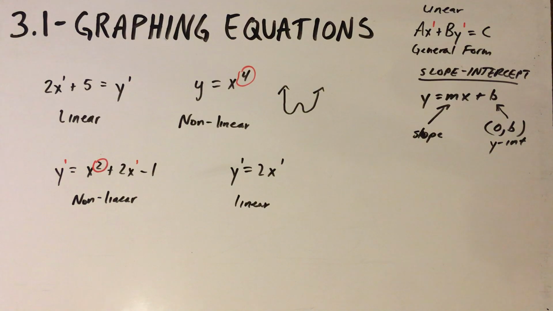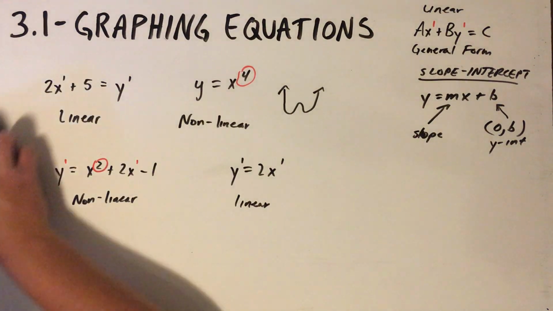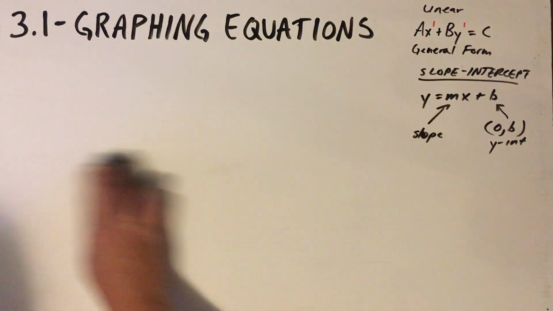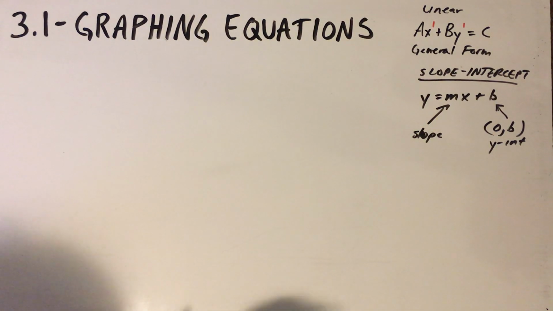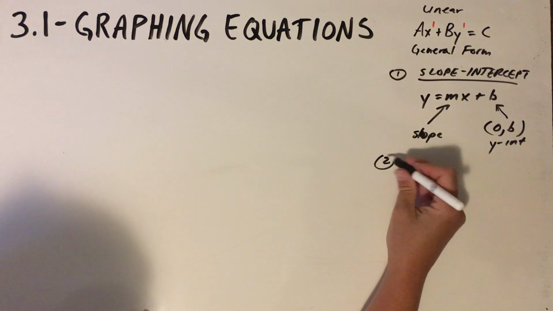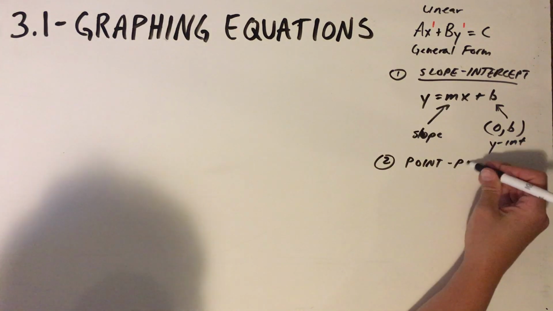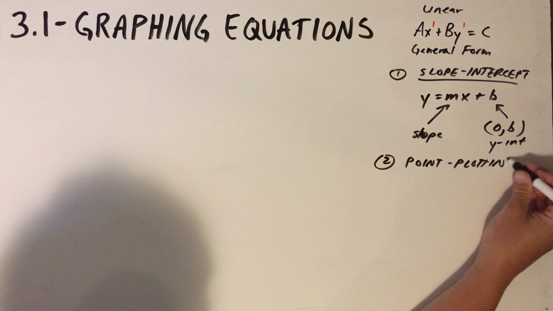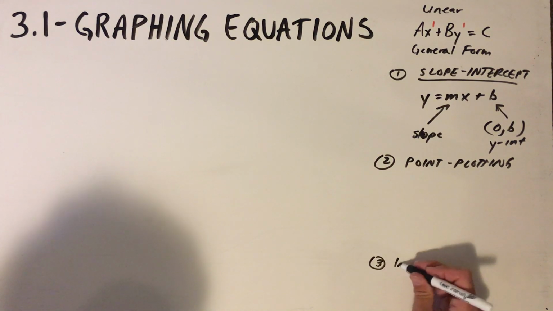How we find the intercepts of an equation. Okay, so let's go to the different graphing methods. When we're graphing, we can graph in slope-intercept form. We can graph using point plotting. And we can graph using the intercepts.